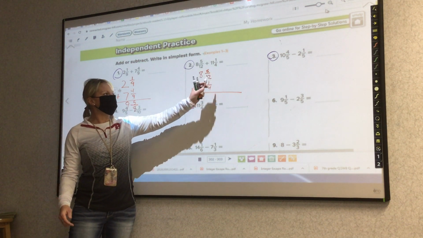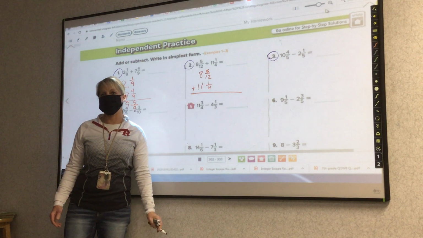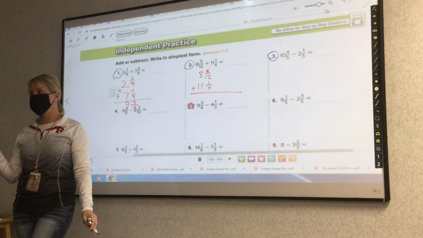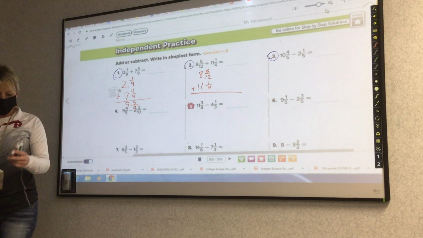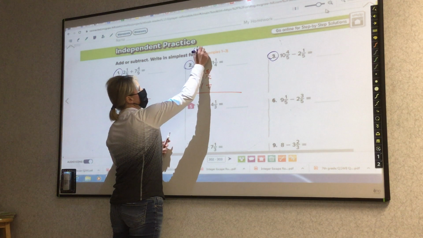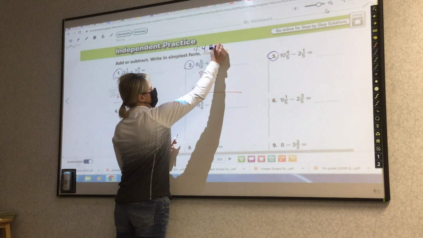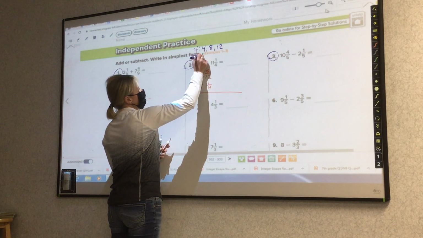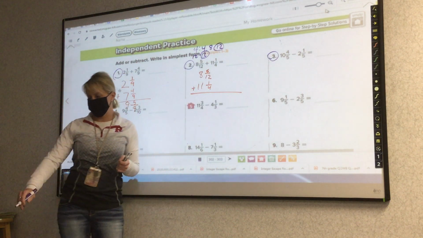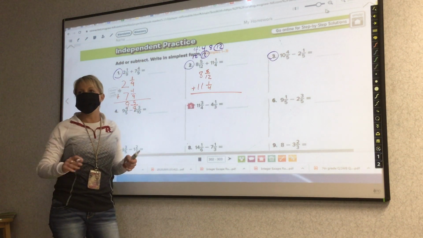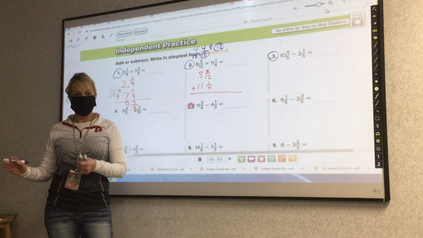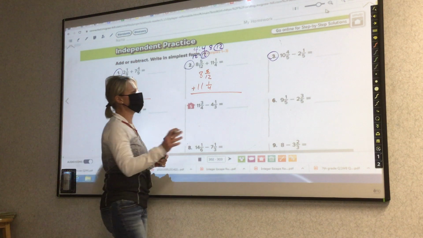Some of you took 12 times 4 to get 48 as a common denominator. That is a common denominator, but that's not a least common denominator. Your least common denominator is when I count by 4s: 4, 8, 12. Count by 12s: 12. Right there is my least common denominator. That means I'm not going to have to reduce as much at the end. Sometimes you still have to reduce, but not as much.